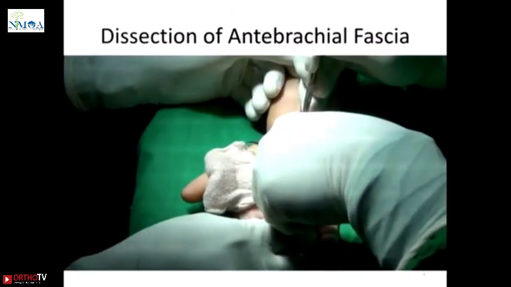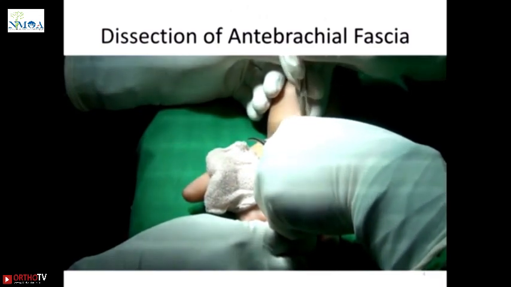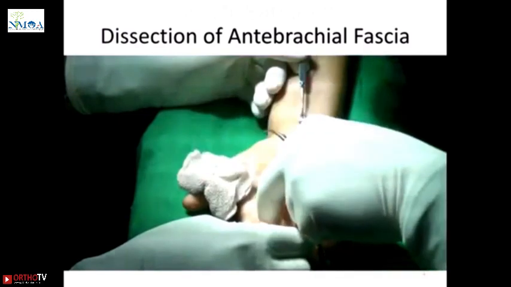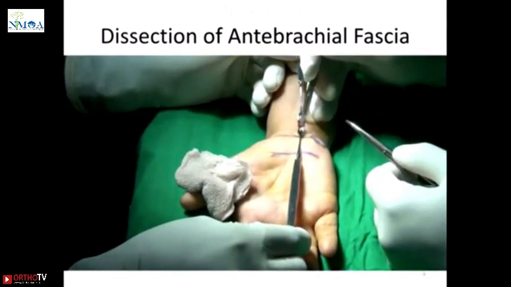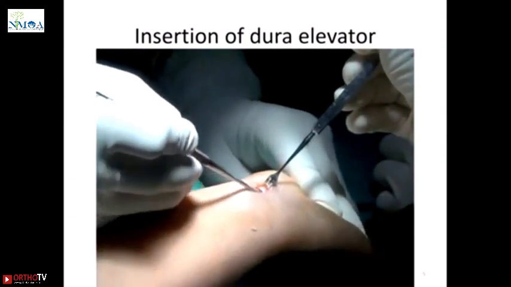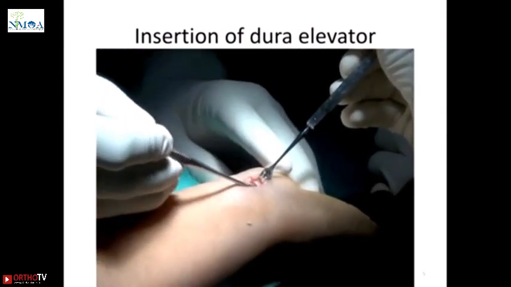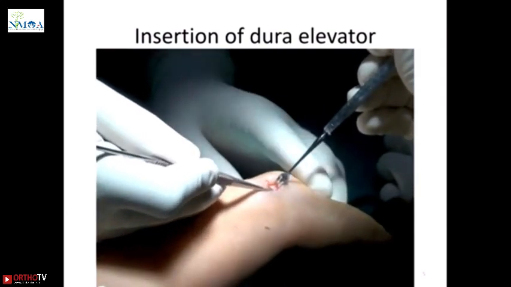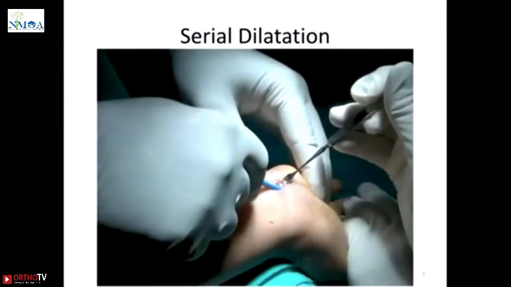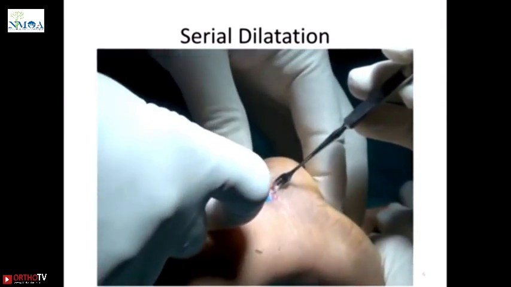Skin is retracted. Then there is the antebrachial fascia. This is dissected very carefully, as it is a superficial dissection. Once you cut the fascia transversely, with the help of this dura elevator you can check its movement. You feel a sudden give way, which means you have entered the carpal tunnel. Then my left hand index finger is checking where my dura elevator is.